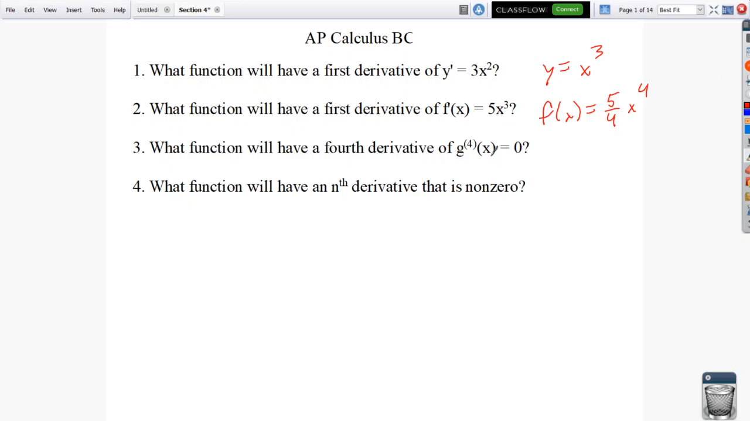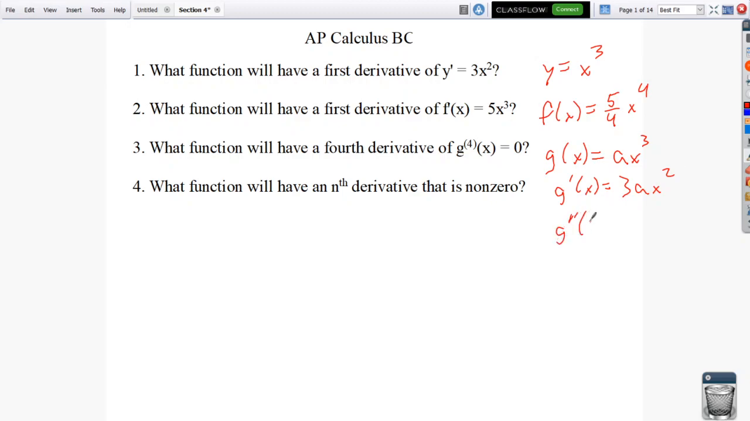As far as what gives me a 4th derivative of 0, that can be literally any cubic function, any cubic or lower degree, really. It's like if I was to look at, let's just put any number, a x cubed. G prime of x is going to give me 3ax squared, where a is, again, any number.